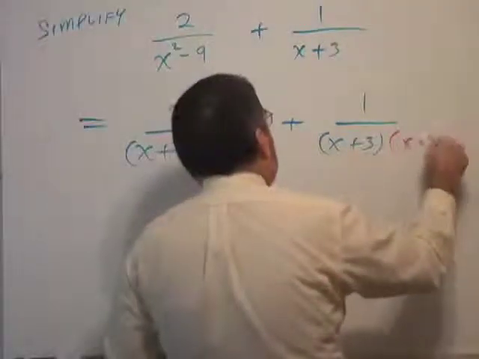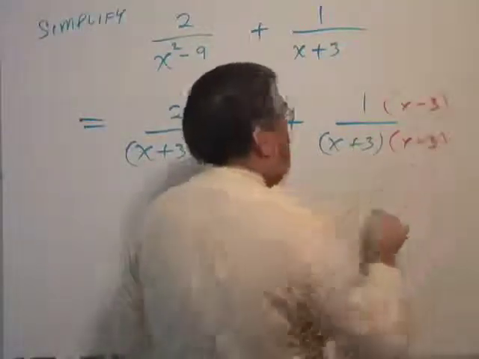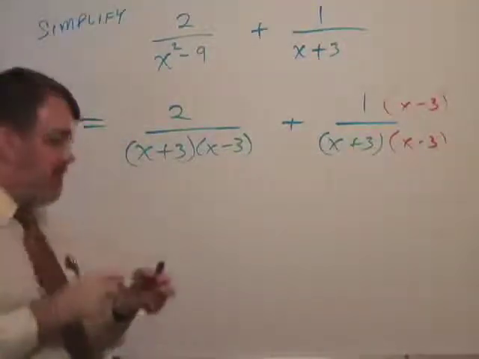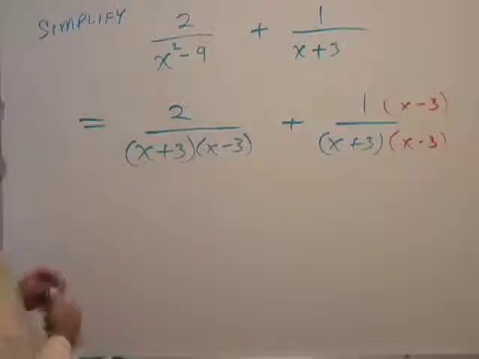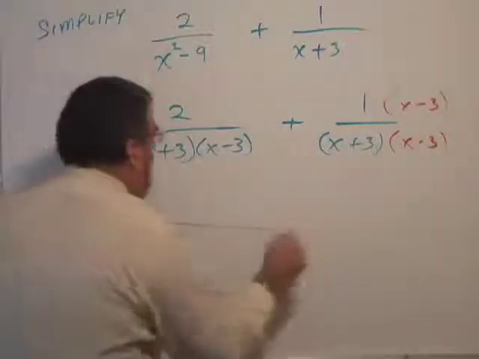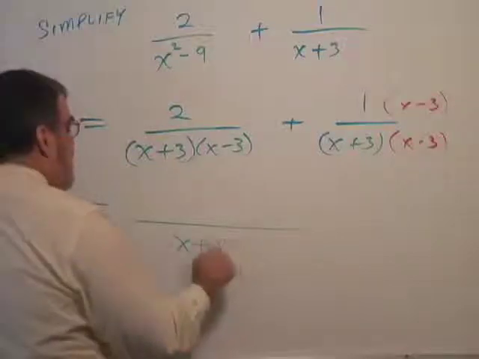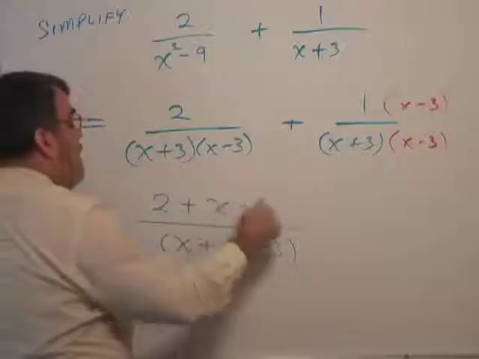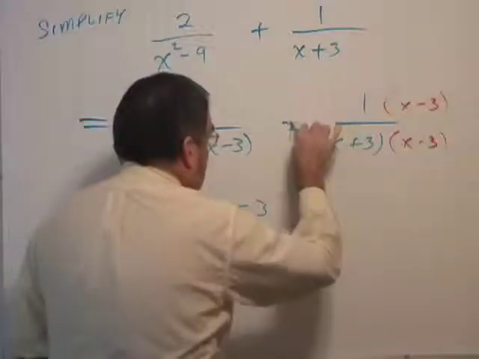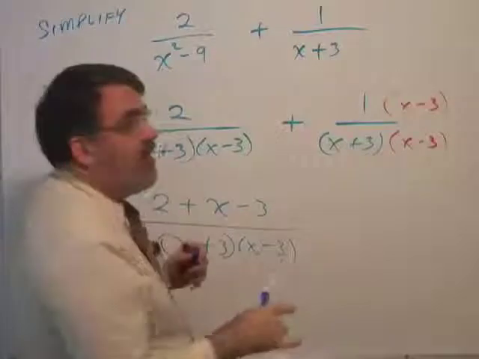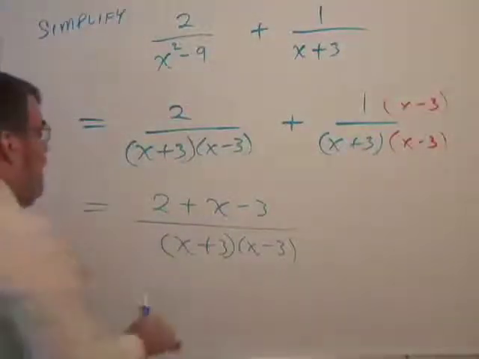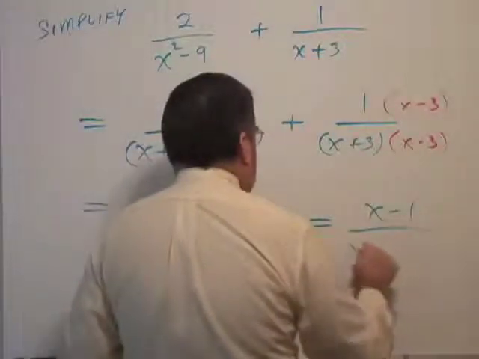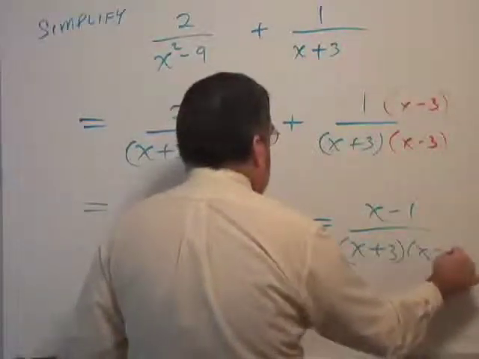The only thing missing is an x minus 3 on the right-hand fraction. So I'll multiply that in. I don't like to say add x minus 3 to the right side because I'm not adding. I'm multiplying top and bottom. All right, so we end up with what? My denominator is x plus 3, x minus 3. My numerator is going to be 2 plus x minus 3, because remove the parentheses. This time it's a plus, so signs are not changing. And then I get x minus 1. So I have x minus 1 over x plus 3, x minus 3.